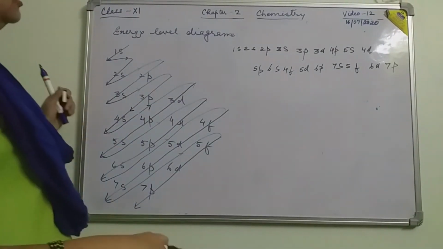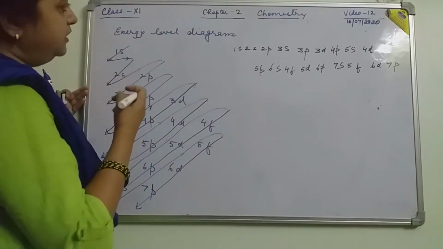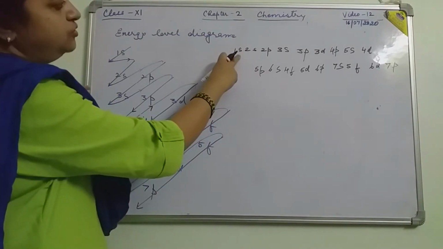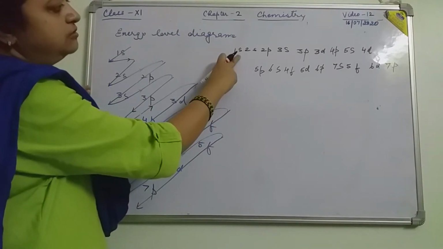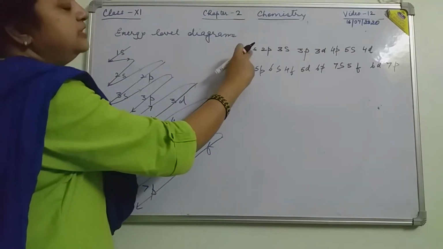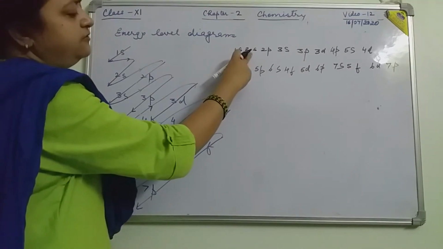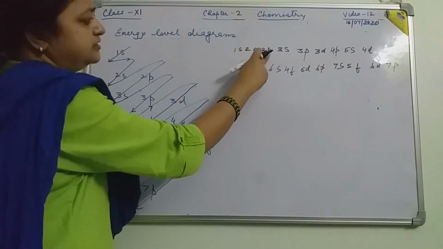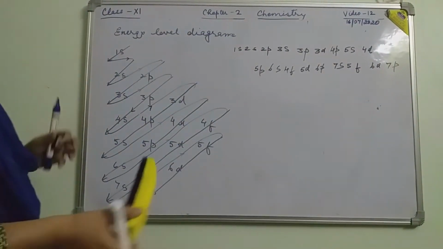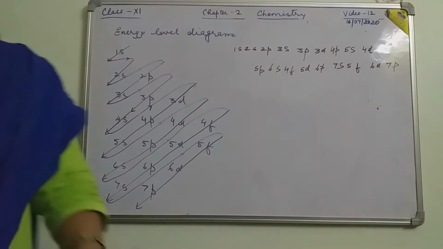So, if you are going to fill electrons, the 1s orbital contains only 2 electrons. When this s orbital is filled completely, then the 2s orbital starts filling. Afterward, the 2p orbital starts filling. Then the 3s orbital starts filling. We can write the electronic configuration by this energy level diagram.